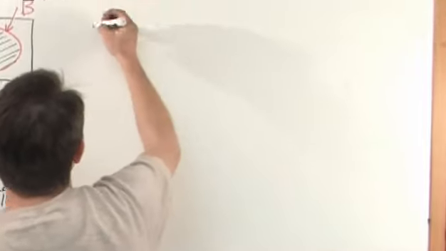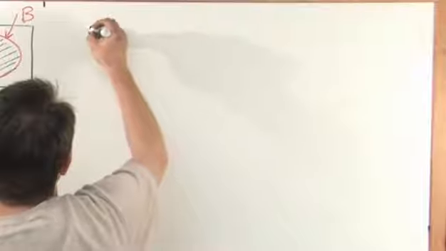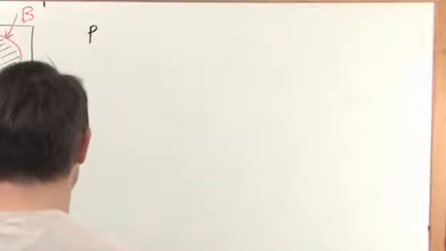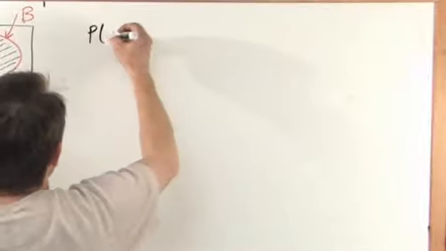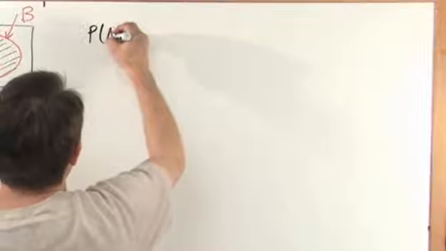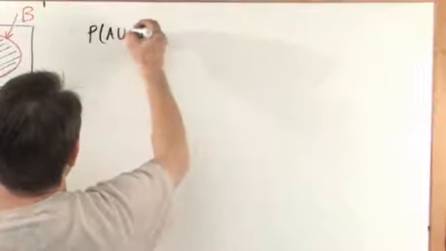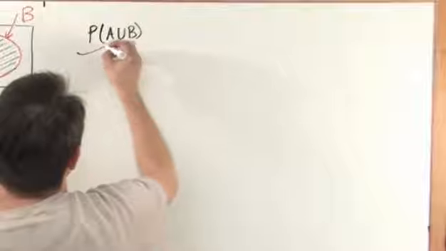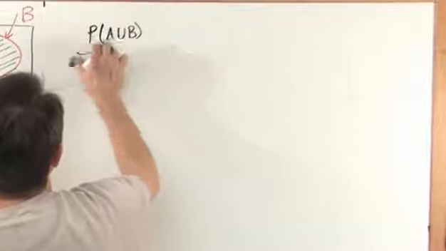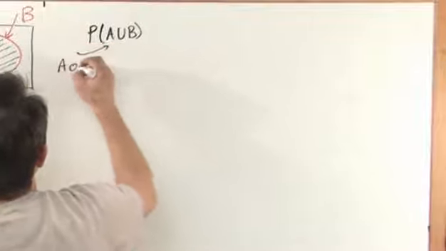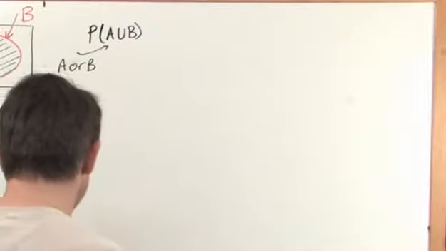Okay, what we're going to talk about here is, a lot of times this will be called the additive or the addition rule for probability. The probability of A union with B, which just means A or B. That's all that means. Okay?